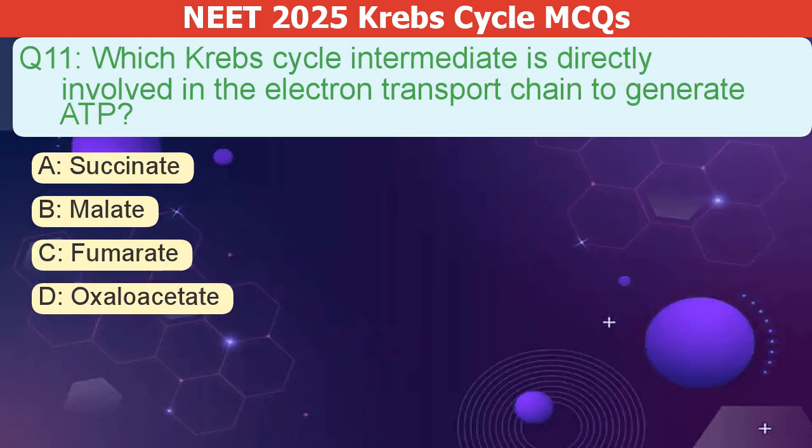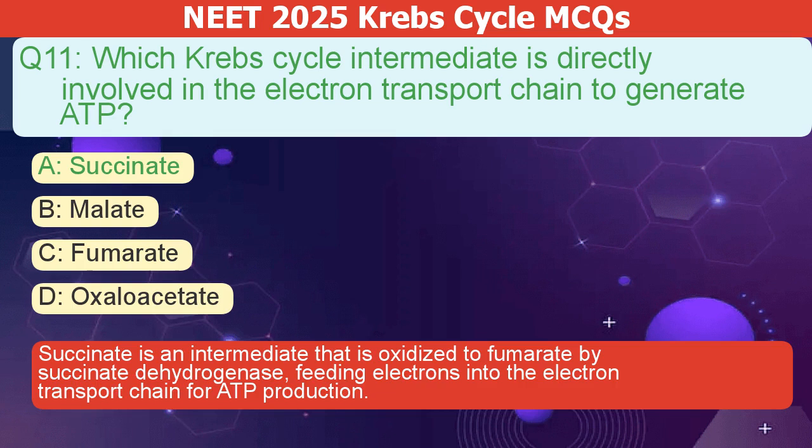Which Krebs cycle intermediate is directly involved in the electron transport chain to generate ATP? A. Succinate. B. Malate. C. Fumarate. D. Oxaloacetate. The correct answer is A. Succinate is an intermediate oxidized to fumarate by succinate dehydrogenase, feeding electrons into the electron transport chain for ATP production.